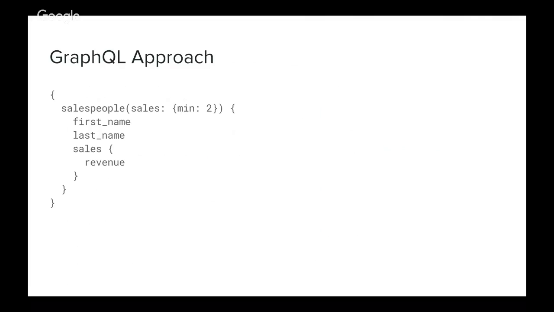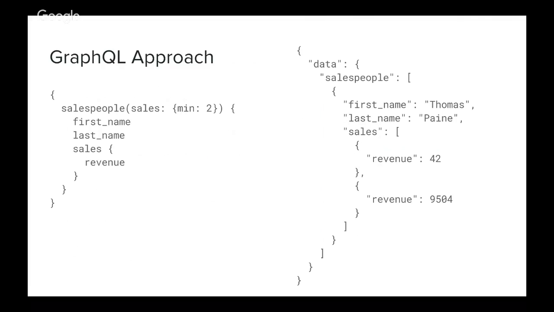You have your filter up in the top level objects, so that functionality is spared, and what you end up getting back is something that looks very much like the data you asked for. So there's really no guesswork involved in figuring out how much revenue Thomas Paine brought to the company by selling cars.